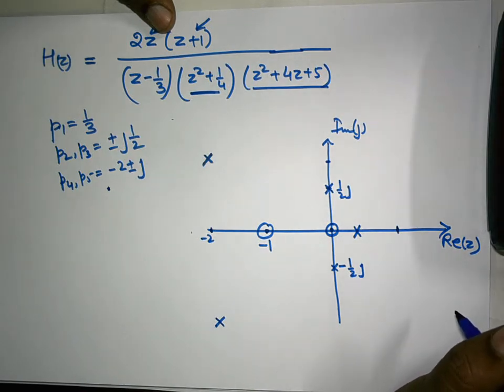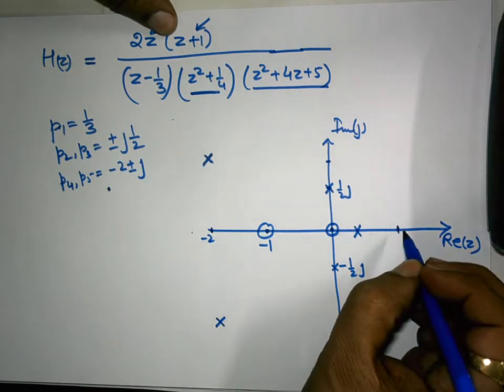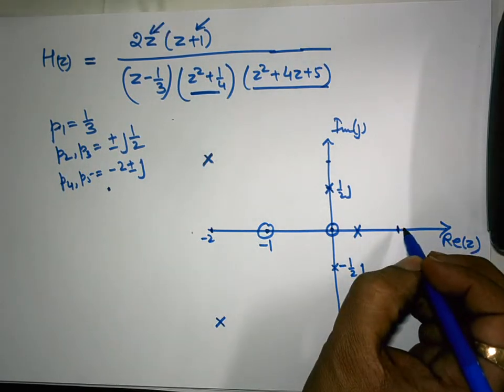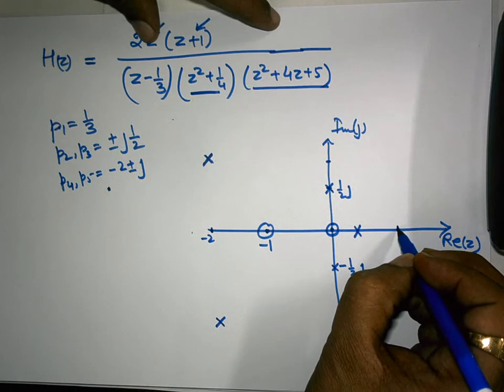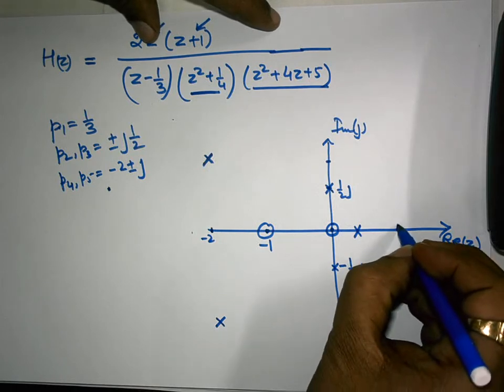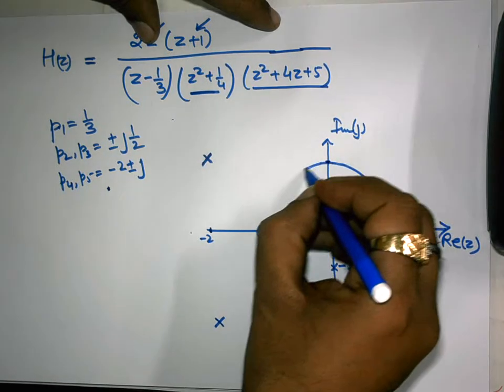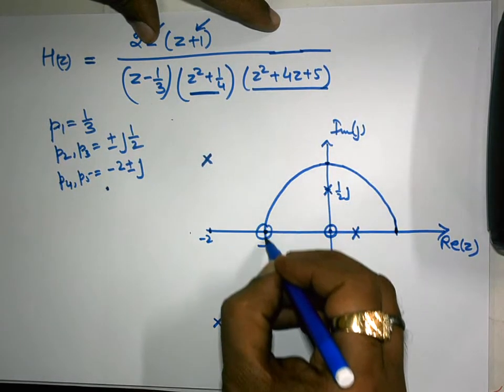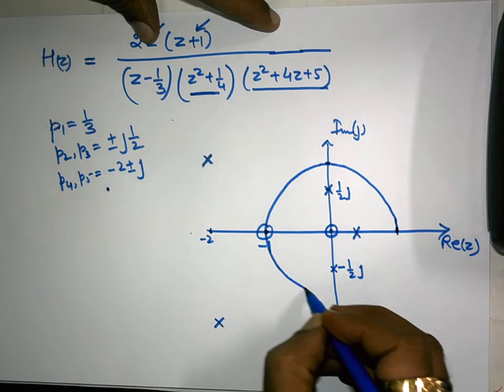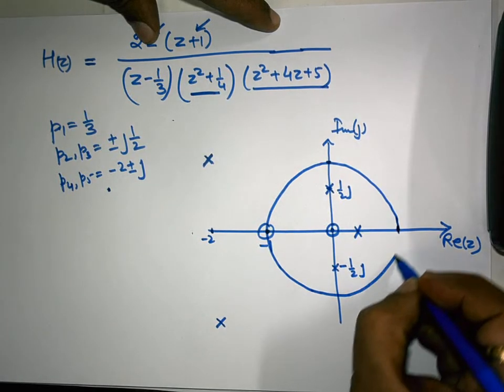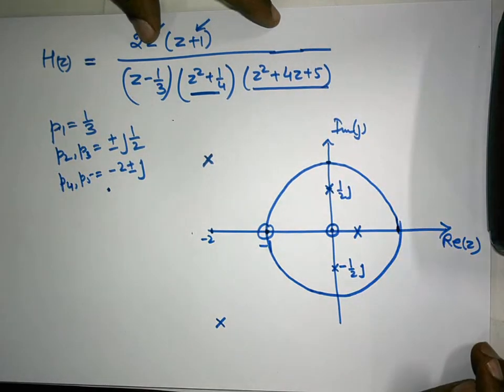So this is the pole-zero pattern of this expression. Now there is one more point of importance, that I am always concerned about this unity point, and I will draw a circle of unit radius. Why am I drawing this circle? I will make it more clear in the latter part.